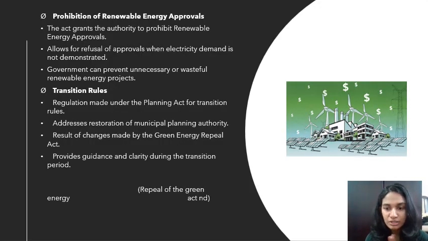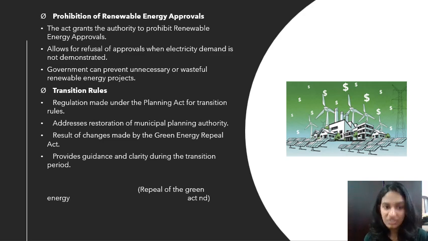Next slide, I'm going to discuss the prohibition of renewable energy approvals. Here, government can deny renewable energy projects if they are unnecessary. So government mainly focuses on renewable energy projects in areas of demand. If it's wasteful, they will not allow it. So it prevents unnecessary and wasteful renewable energy projects, and also mainly focuses on the energy demand.